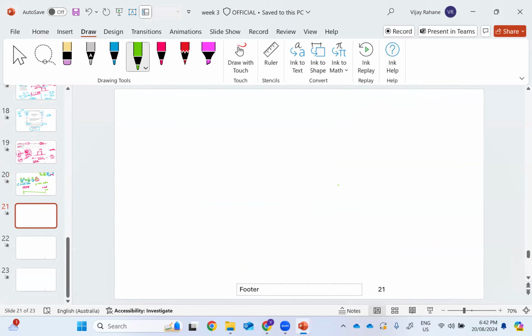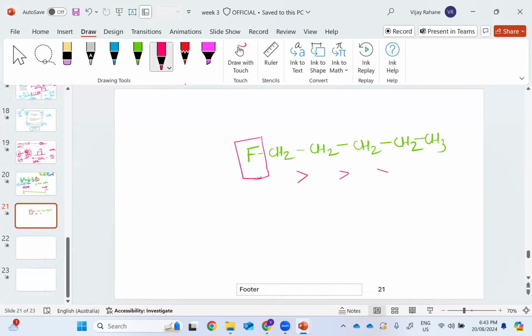Another question is, let's say we have a group like fluoro attached to a CH2, then we have another CH2, another CH2, another CH2, and let's say we have the CH3 here. So here this fluoro is like an electron withdrawing group. So the delta value also will be in this manner. As the distance from the electron withdrawing group increases, the effect will decrease.